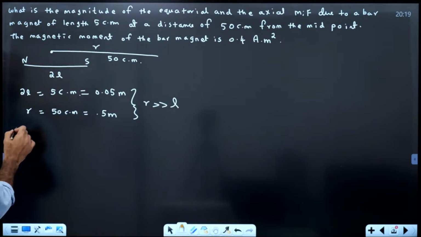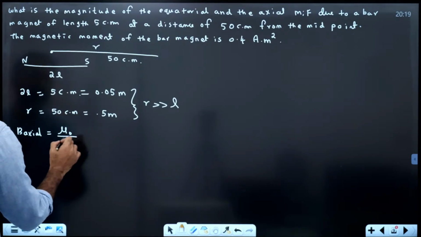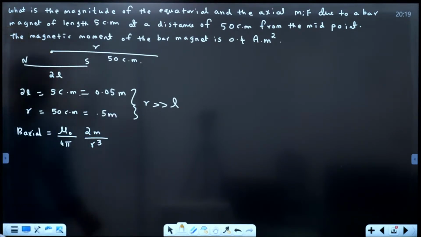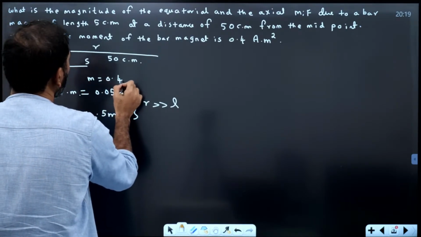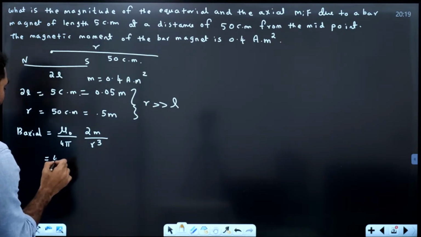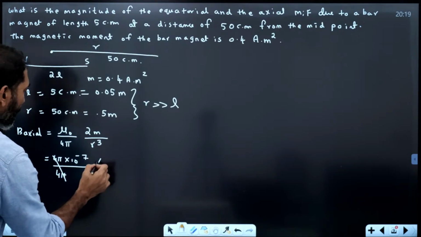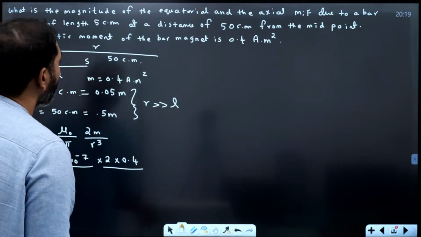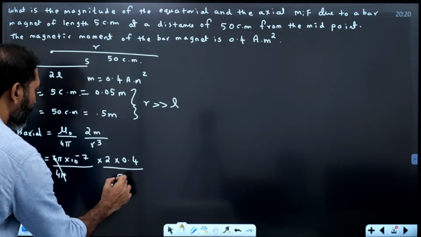So in order to find the magnetic field at the axial point, I should use the formula mu0 by 4 pi into 2M by r cube, the special case of the formula, since r is much greater than L. It is also given that the magnetic moment is 0.4 ampere meter square. So mu0 is 4 pi into 10 raised to minus 7, divided by 4 pi, into 2 into 0.4, divided by r cubed. What is the distance? It is 50 centimeter, that is 0.5, cubed.